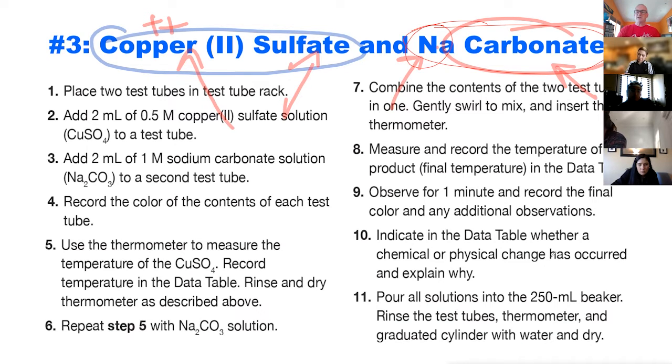And then we're just going to dump all of our waste into the 250 mil beaker, and then rinse the test tubes with water, and then dump those into the beaker as well. And at the end of it, you can just take the beaker and pour that stuff down the sink, because all this is stuff that can easily go in the wastewater. It's not a problem.